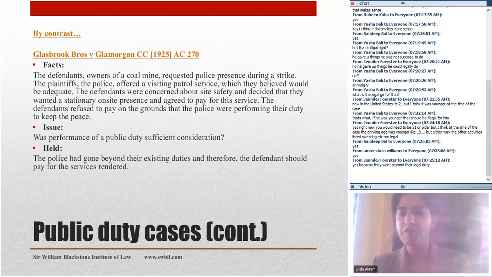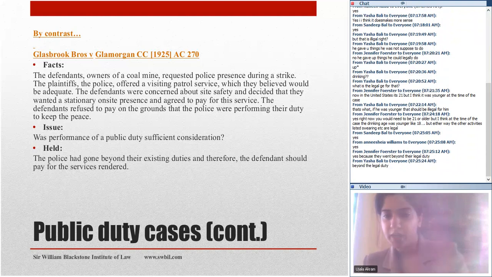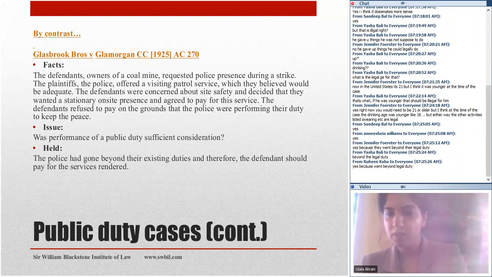So if I ask you what is the difference between these two cases, what is going to be your one-line answer? Excellent, Jennifer. Very good, Yesha. Beyond the legal duty. They perform something beyond the legal duty. Excellent, Rahim. Very good.